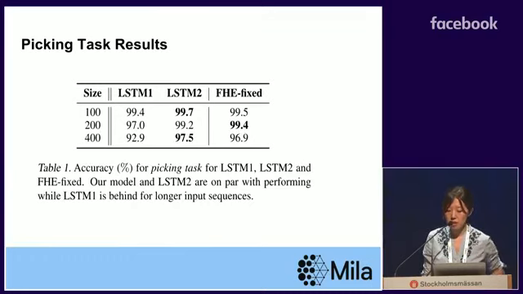Here are the results for the picking task. LSTM1 is a 1-layer LSTM with attention. LSTM2 is a 2-layer LSTM with soft attention. FHE is a focused hierarchical encoder. So this is our model. These are trained on sequences of length 100, 200, and 400, and they are tested on the same lengths. As you can see, our model performs slightly better for the length of 200, but slightly worse for lengths of 100 and 400, and there's not a huge difference between any of those models. So what does this tell us?